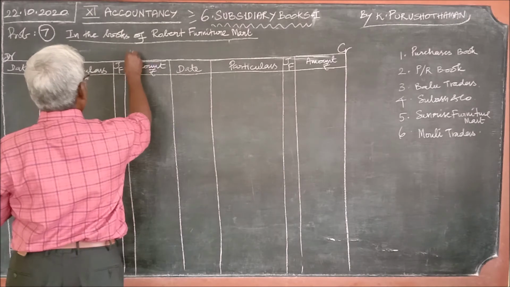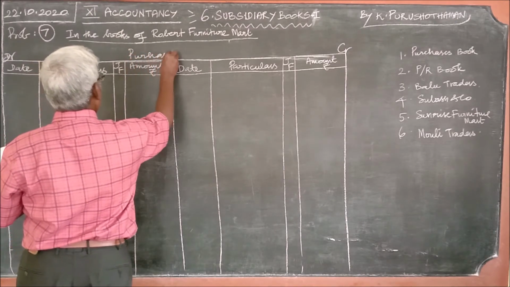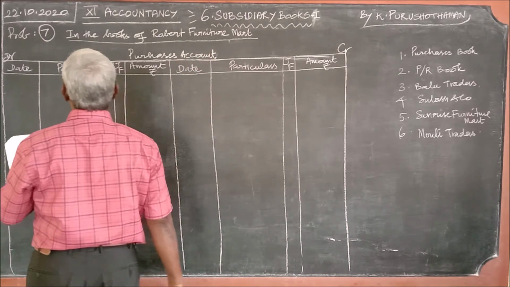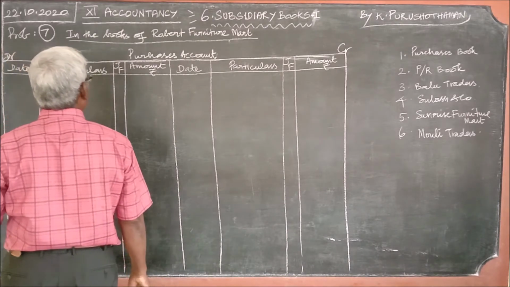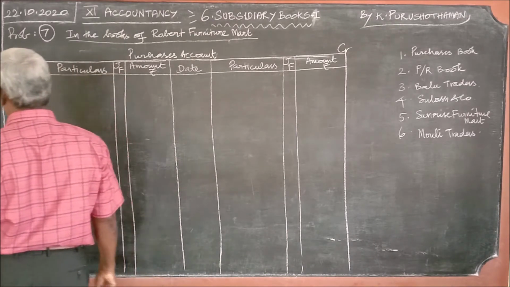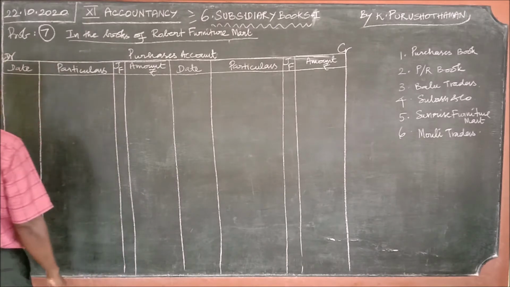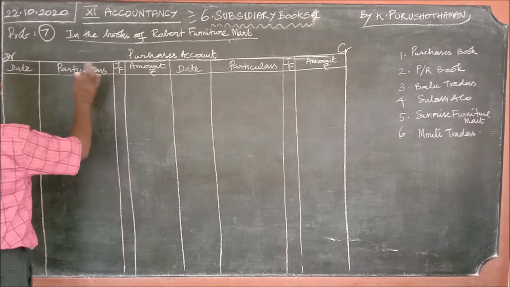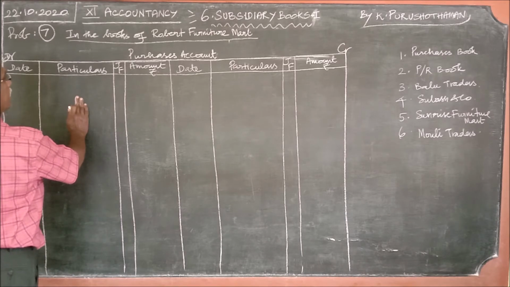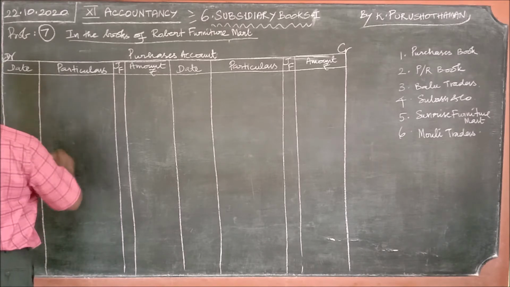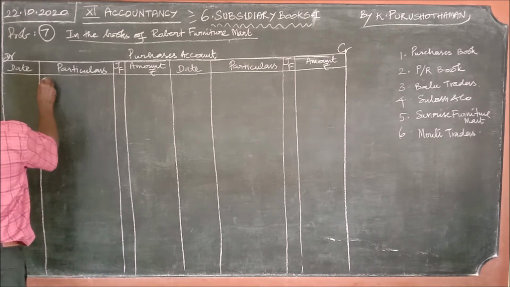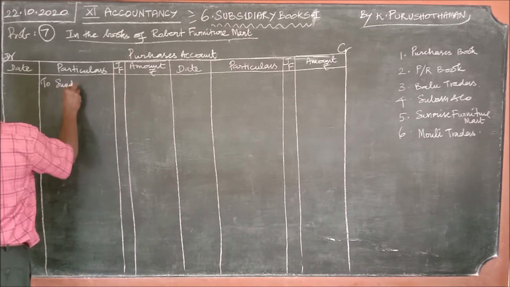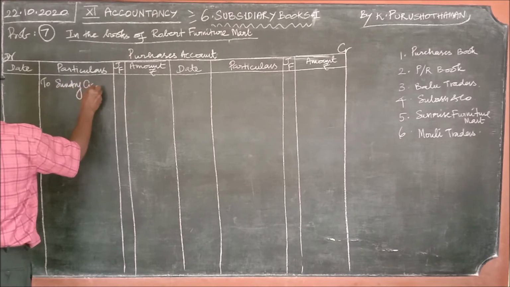This account is meant for the purchases account, this ledger. Since the purchases account appears on the ledger, you go to the journal. Where does the purchases account appear? The purchases account appears only on the debit side. Therefore, the entry should be on the debit side, to sundry creditors.